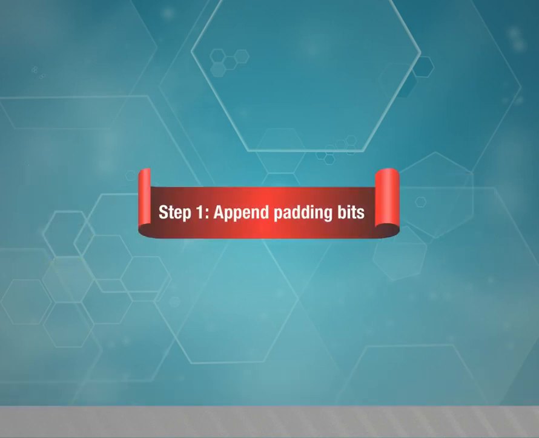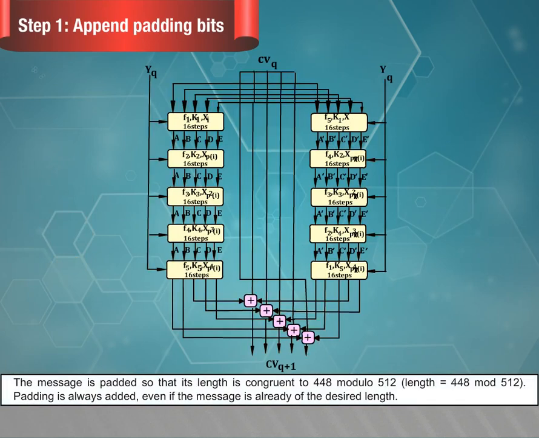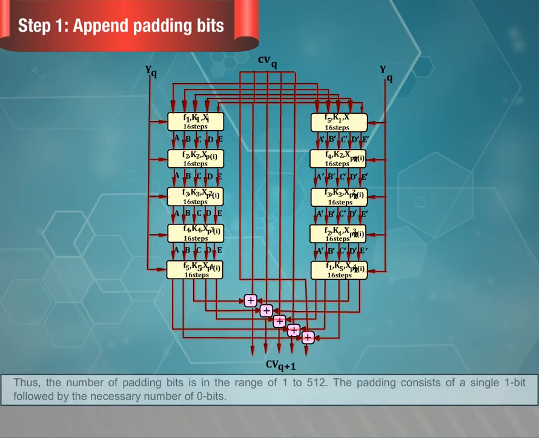Step 1. Append padding bits. The message is padded so that its length is congruent to 448 modulo 512. Padding is always added even if the message is already of the desired length. Thus, the number of padding bits is in the range of 1 to 512. The padding consists of a single 1 bit followed by the necessary number of 0 bits.